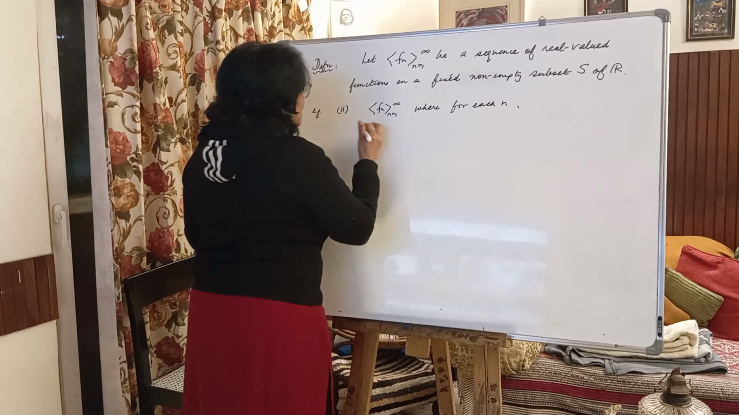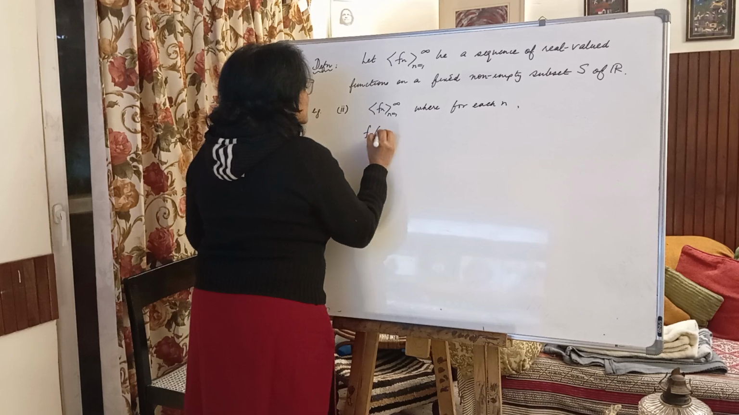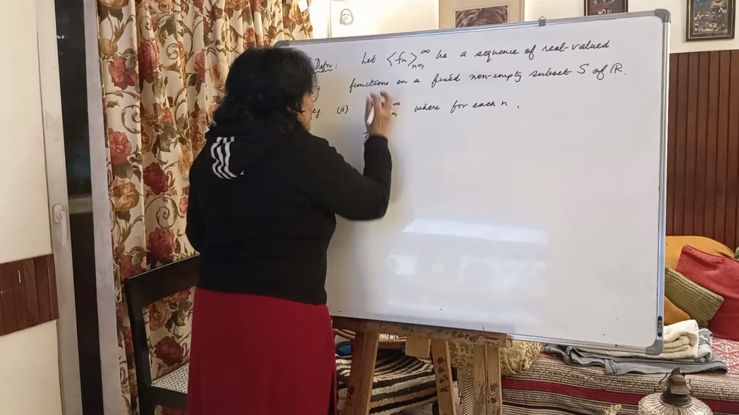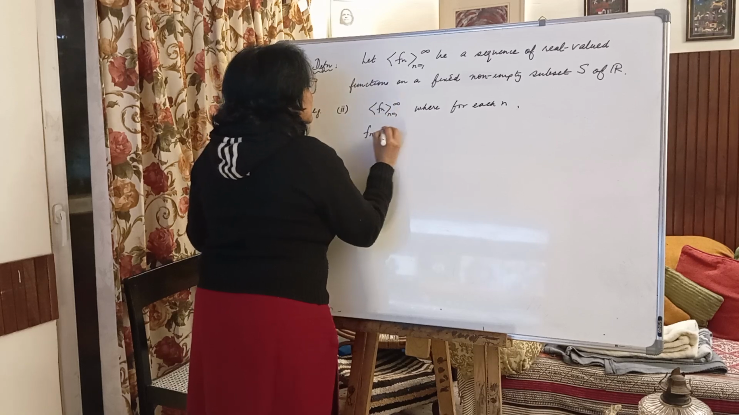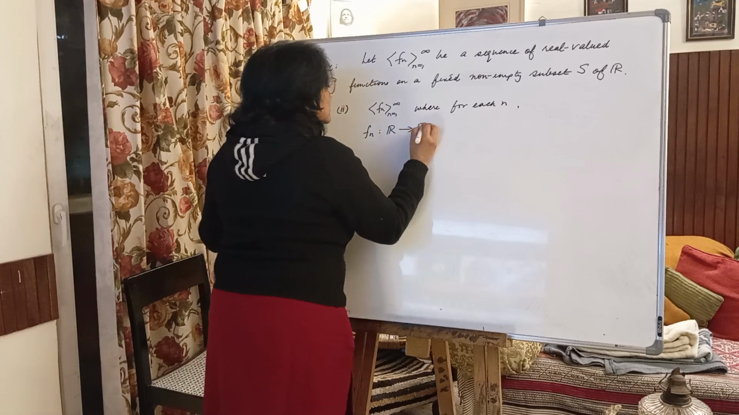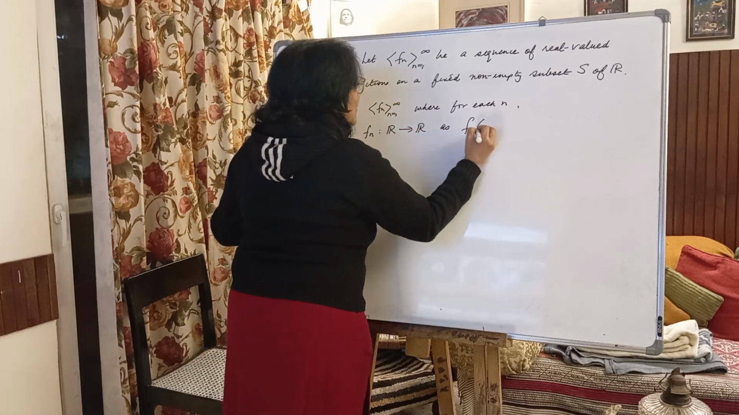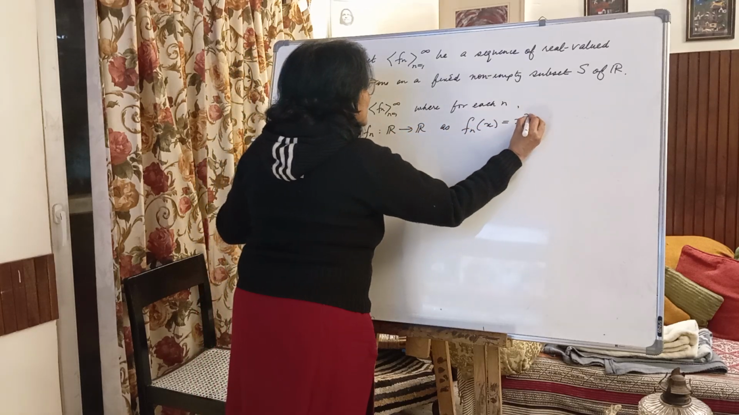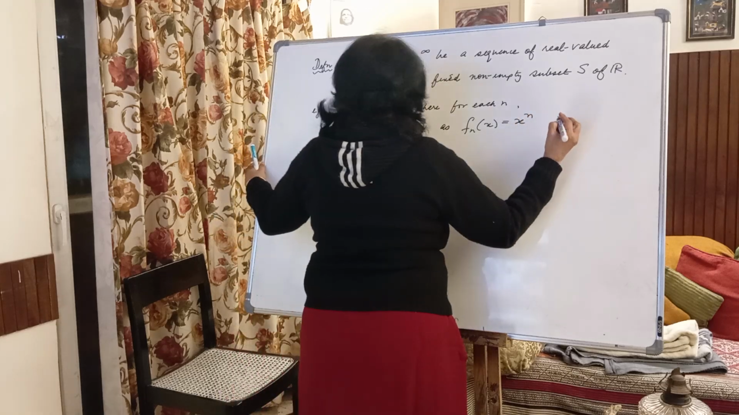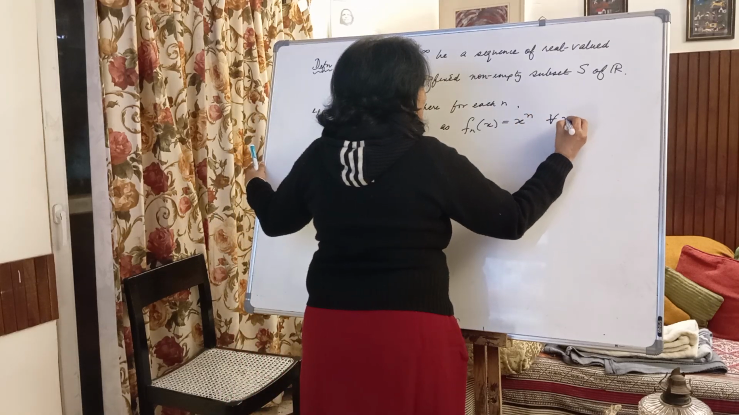I want to define it. fn, fn maps R to R again, as fn of x equals x to the power n, for all x belonging to R.